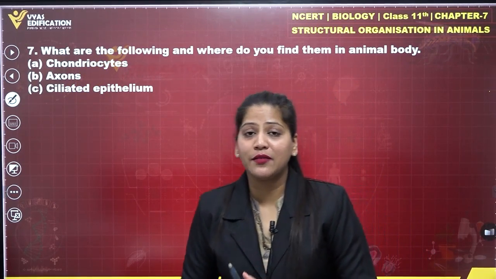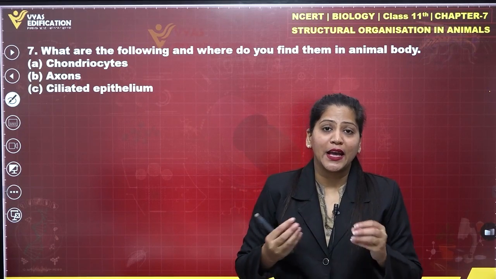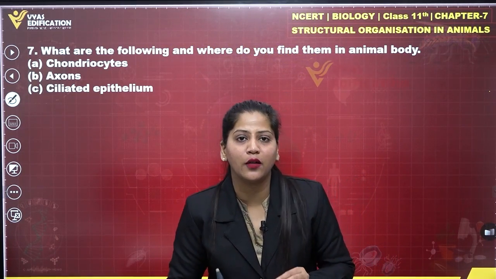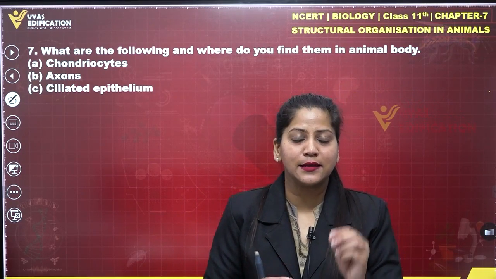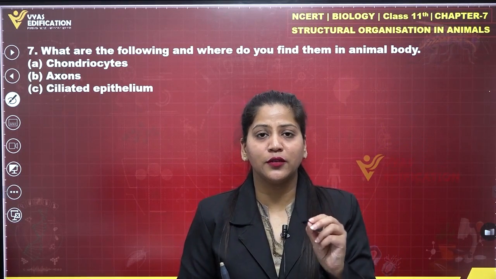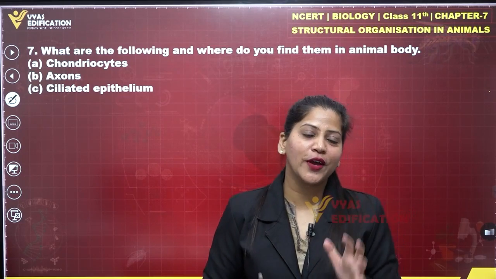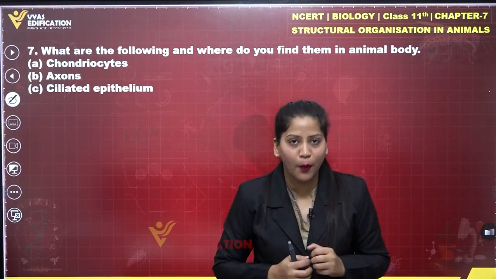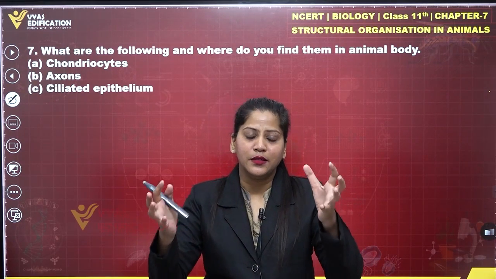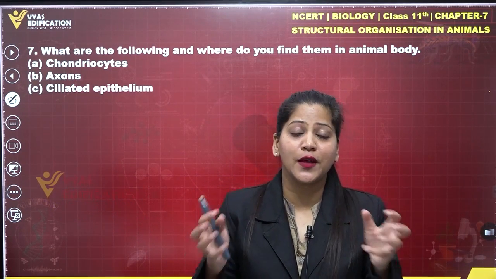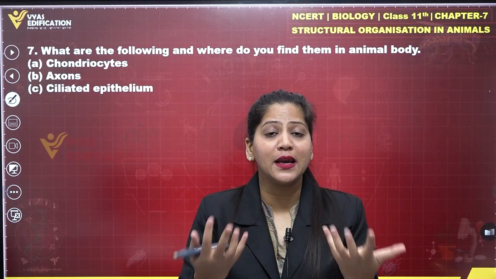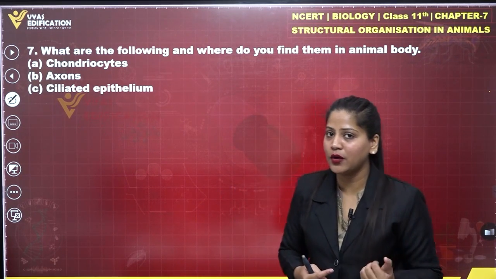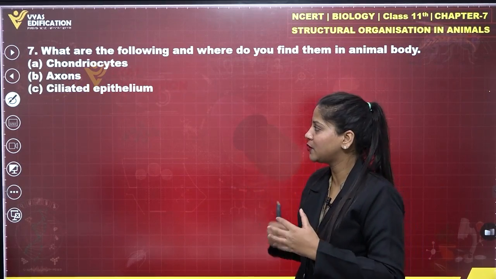Now next one we have is axon. What is axon? Axon is just a long, slender projection of a neuron, right? Axon is a long, slender projection of neuron which helps in the carrying of nerve impulses from the neuron body. Whenever several axons aggregate together, they make up nerves in our body, right? So this is what axon we find in animal's body.